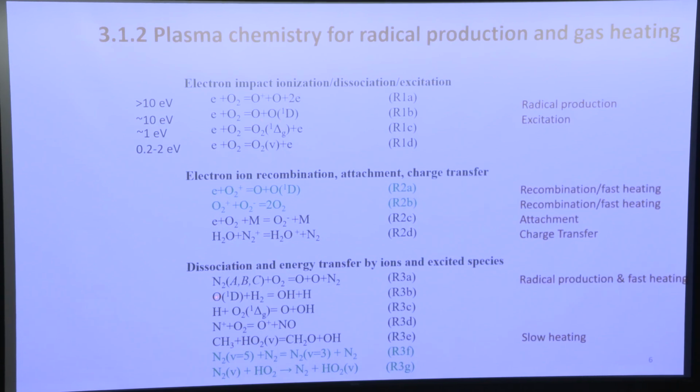If you have O singlet D radicals reacting with fuel, or O2 molecular singlet reacting with a radical, both of these reaction channels, 3, B and C, are much faster than the ground state. So in other words, radical production, electronic state and excited molecule production in the plasma are going to change your reaction rate or change your reaction pathways.